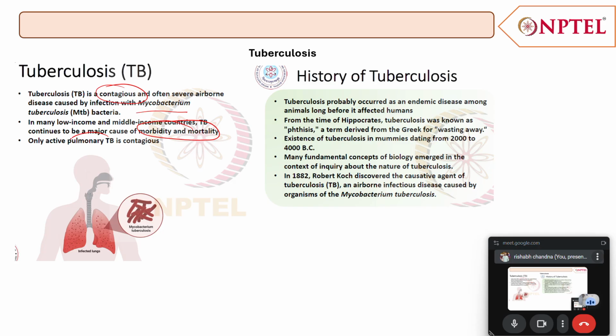Pulmonary tuberculosis is contagious. Then, the history of tuberculosis. It occurred as an endemic disease among animals long before it affected humans. From the time of Hippocrates, tuberculosis was known as phthisis, a term describing wasting away. Tuberculosis has also been found in mummies dating from 2000 to 4000 BC.